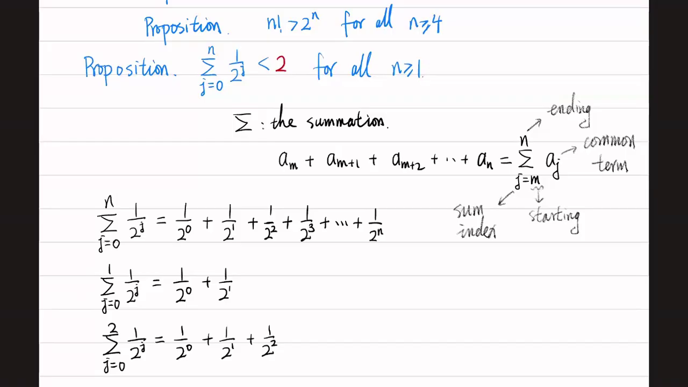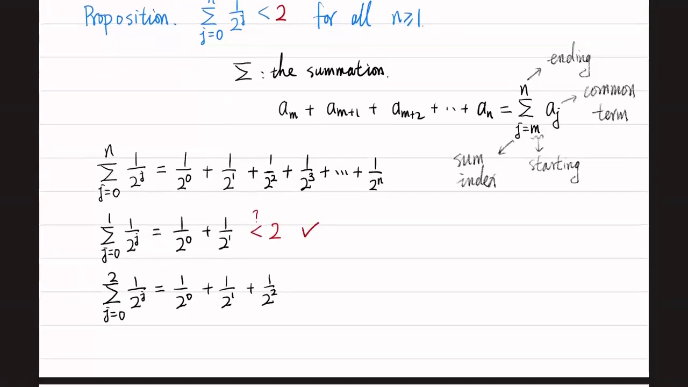Okay, now let's check. Aaron, is this less than 2? Let's see, 1/1 plus 1/2. Okay, that is less than 2. Okay, checked by Aaron. It's basically 1 plus 1/2.